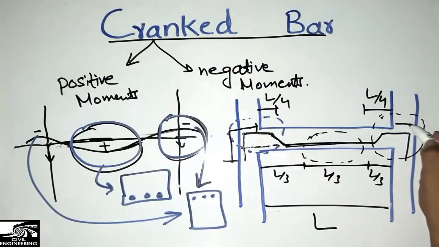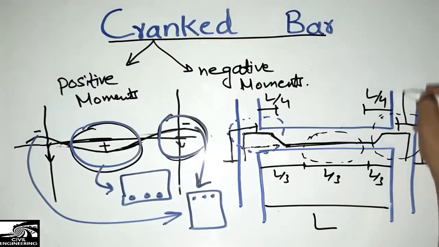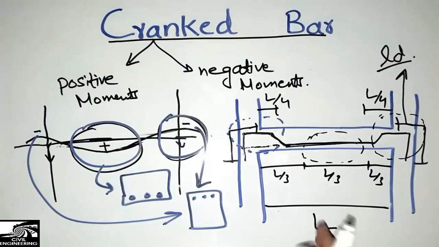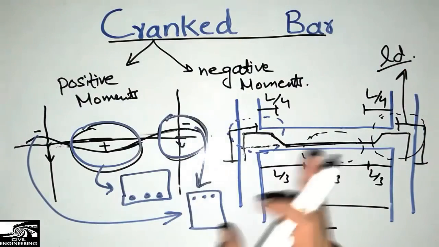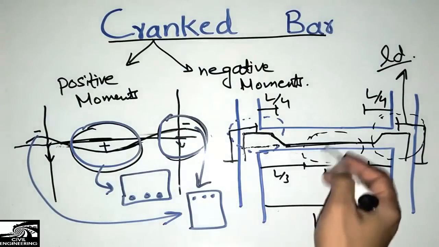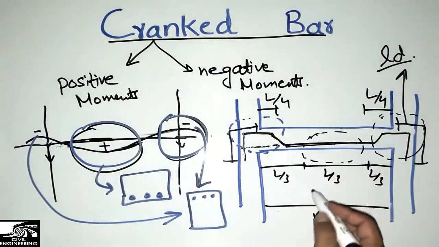This we call the development length, which is produced inside the column. This is called the development length, and I will upload a video about how to find the development length in the coming lectures, right? Today's lecture was about the crank bars. So crank bars are used to resist the negative as well as the positive moments.